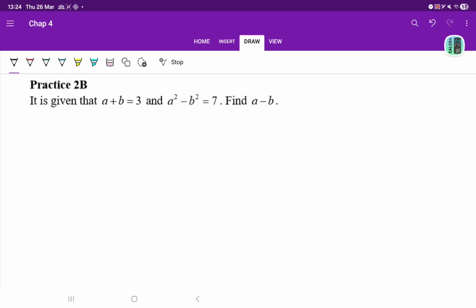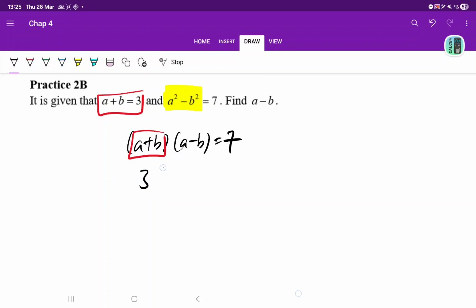Wrong. A square minus B square. Every time you see A square minus B square, your alarm bells must go off. This is difference of squares. So you straight away use the formula A plus B, A minus B equal to 7. But you already know that A plus B is 3. So this is actually 3 bracket A minus B equals 7. A minus B is just 7 divided by 3. That's right.